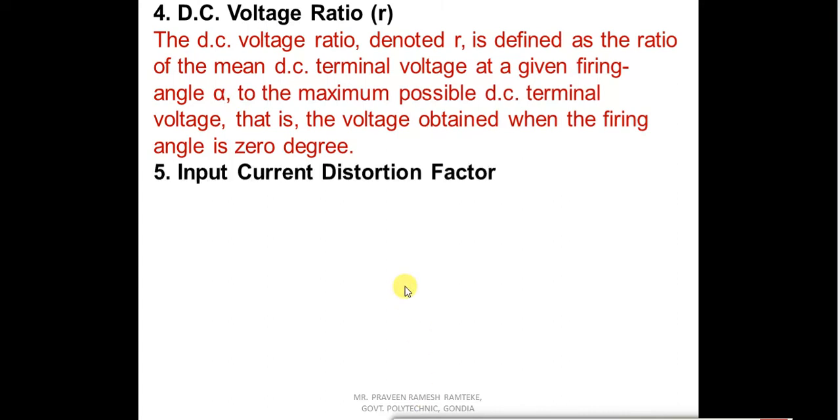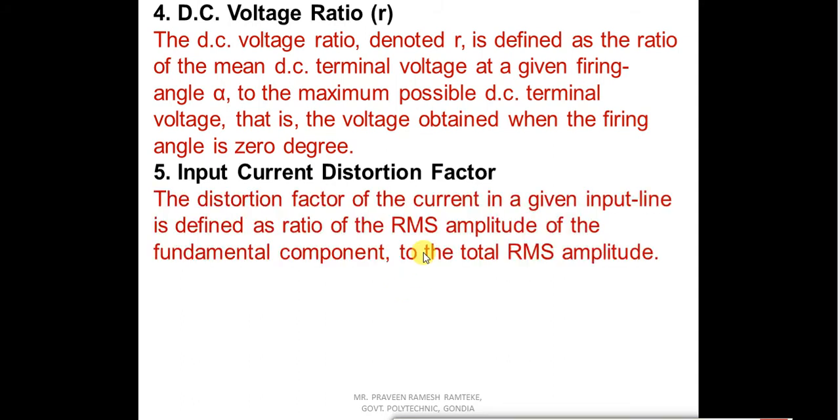So next is input current distortion factor. The distortion factor of current in a given input line is defined as the ratio of RMS amplitude of the fundamental component to the total RMS amplitude. So, ratio of RMS amplitude of the fundamental component divided by the total RMS amplitude. Means we will take the harmonics also in this case.